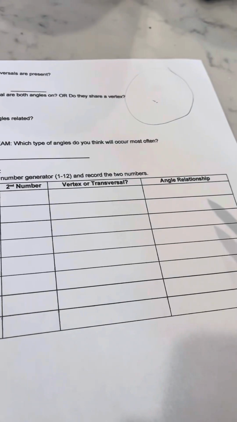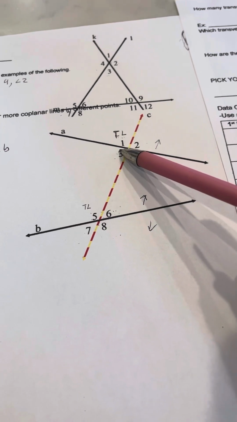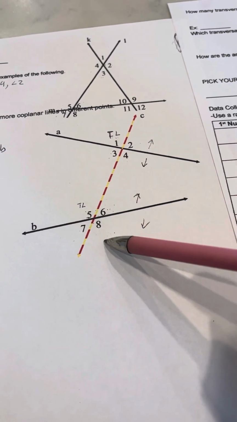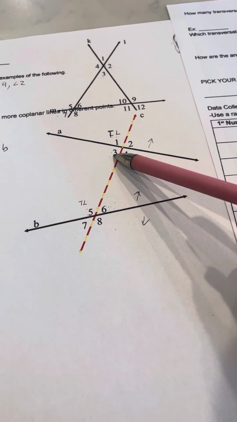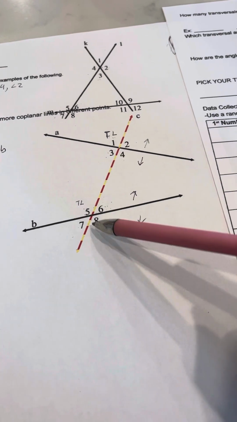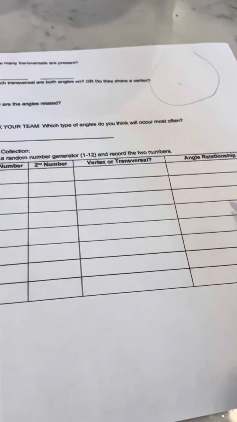And then what is the named angle relationship? Be careful, there might be some that don't have a named angle relationship. For example, if we look at 3 and 8, 3 and 8 are transversal angles, but 3 is on the inside, 8 is on the outside. 3 is on the left, 8 is on the right. There's no named angle relationship for that, and that's okay. So it's okay to put none for angle relationship.